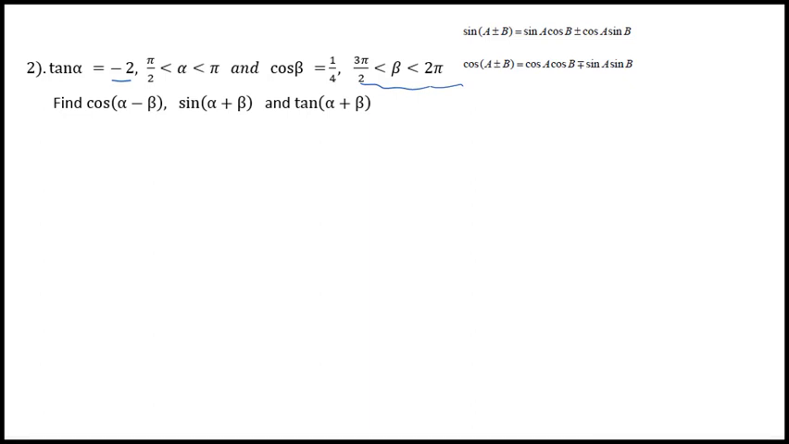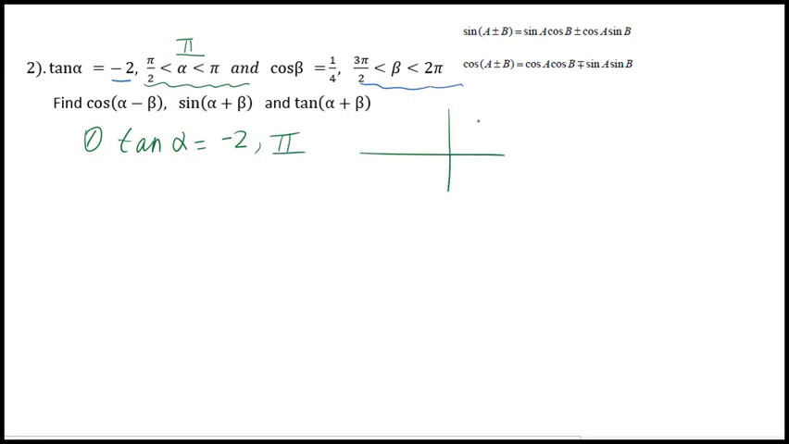First of all, you need to figure out sine alpha, cosine alpha. So you have tangent alpha equals -2. Pi over 2 and pi, that is the second quadrant. For the second quadrant, we know that is All Students Take Calculus, so you will have CST. Only sine is positive. The other two are negative.